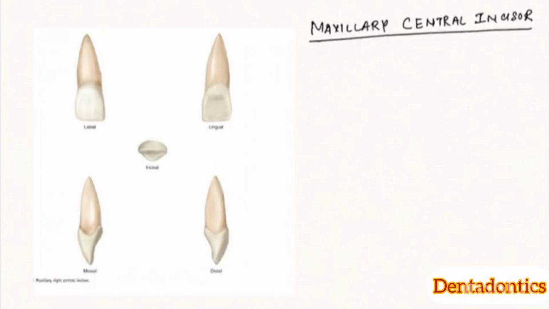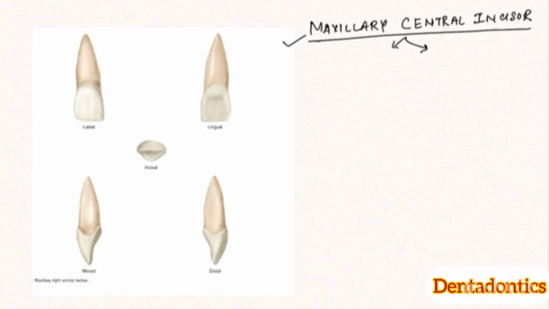Hello friends, our today's topic is maxillary central incisor. We know we have 4 upper incisors in our teeth: 2 are maxillary central incisors and 2 are maxillary lateral incisors. After that we have canine, then premolars, and then molars. Today we will be discussing the anatomy of the maxillary central incisor.